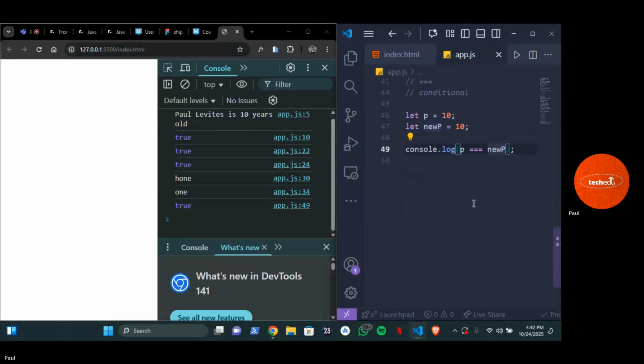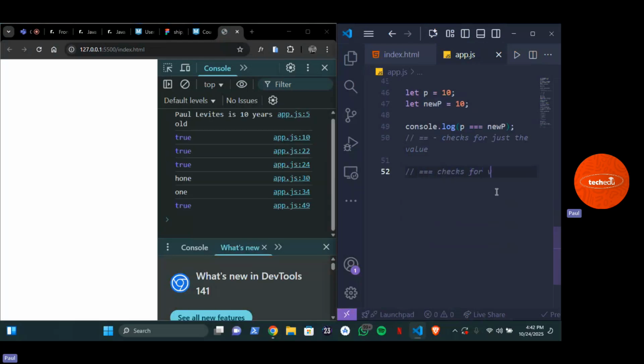Now, if I use ===, what's going to give you? True, right? This is what == and === mean. == checks for just the value. === checks for value and type.